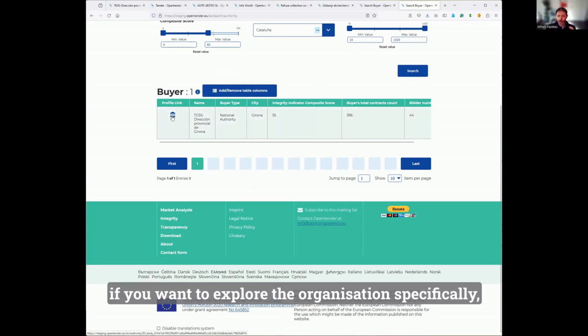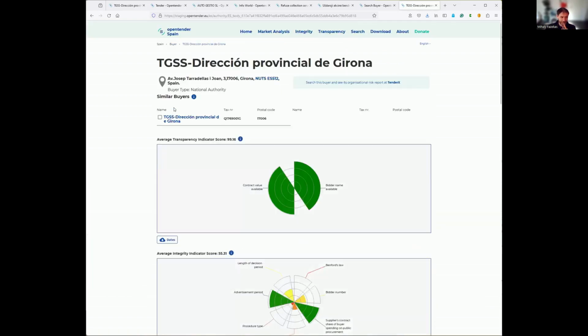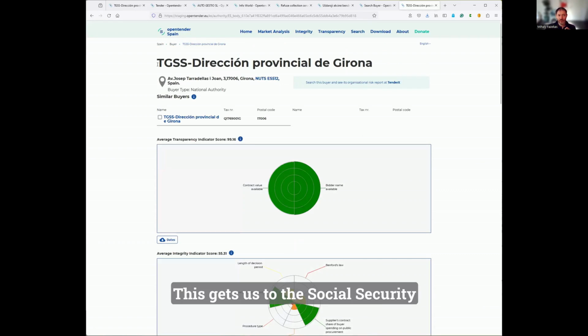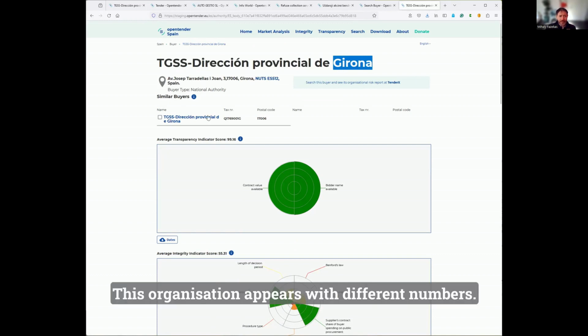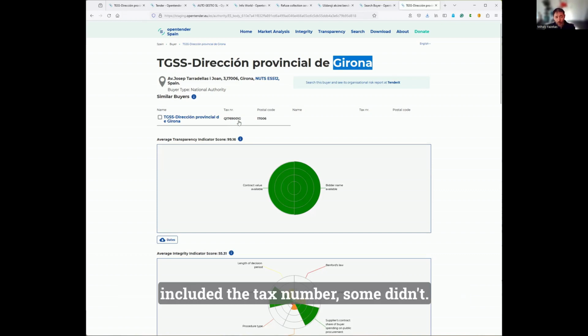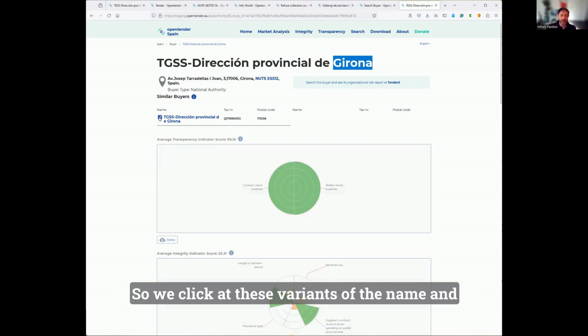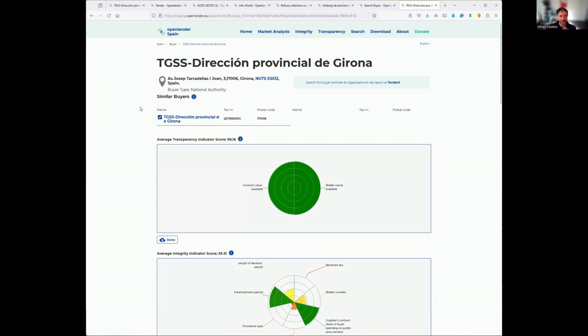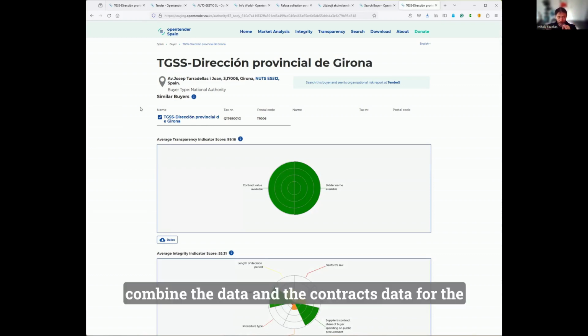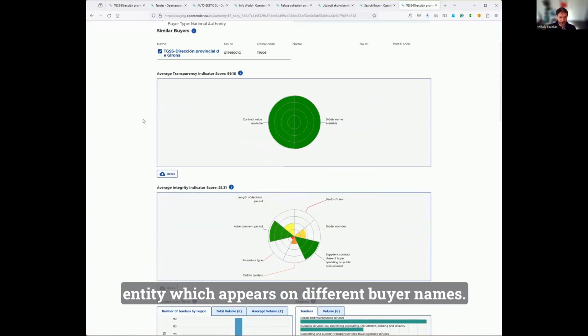Now, if you want to explore the organization specifically, then we have to click on the profile link. This gets us to the Social Security Organization of Girona. This organization appears with different numbers. Maybe it has a different office, or some contracts included the tax number, some didn't. So we click on these variants of the name, and the portal will bring it together and combine the data and the contracts data for the entity which appears under different buyer names.